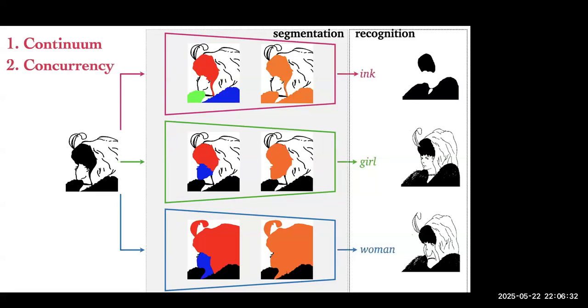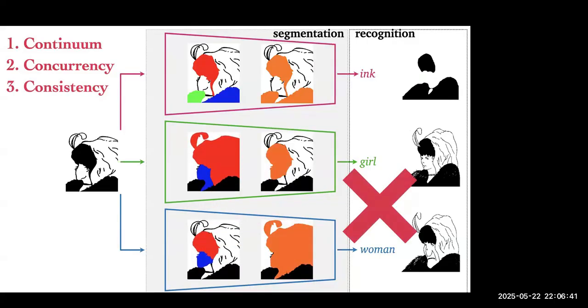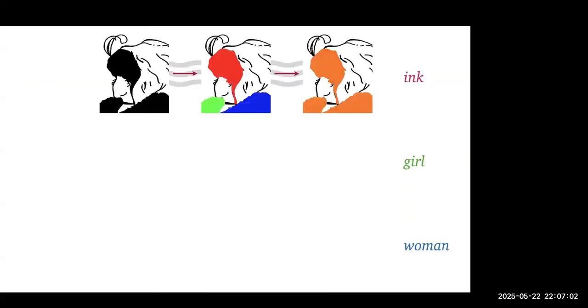It's concurrent. You cannot have recognition without internal parsing. You cannot have internal parsing without recognition. The other most important thing, there's internal consistency. You cannot see a girl's parsing and recognize her as a woman. You cannot see a girl's fine grain segmentation, yet see a woman's coarse grain segmentation. There has to be internal consistency that people do not explore.